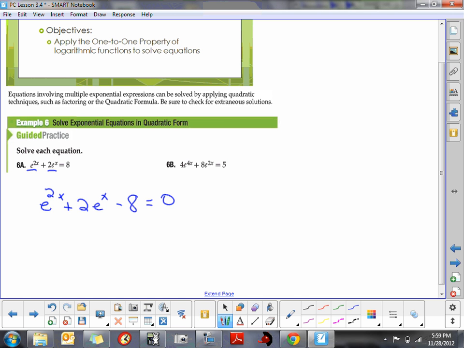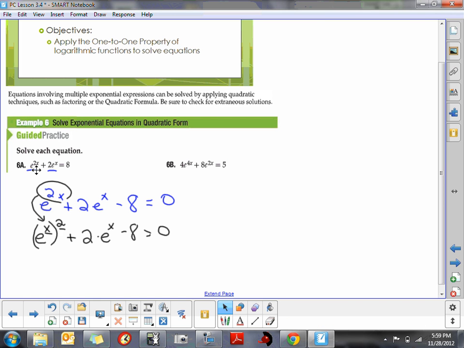Now here's where you start getting the idea of a quadratic form. I can take this and use the exponent rules. It's e to the x raised to the second, plus 2 times e to the x raised to the first, minus 8 equals 0. This is the flexibility of these exponent rules that you're going to have to be capable of. If 2 times x is your exponent, you can write that as a power to a power. We haven't changed the value of it, we've just changed the look of the expression.